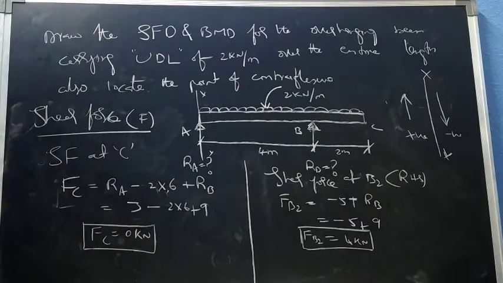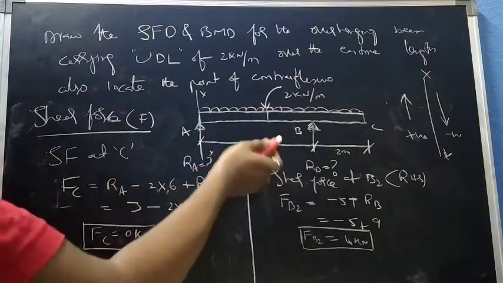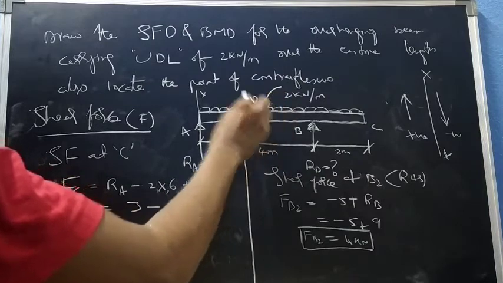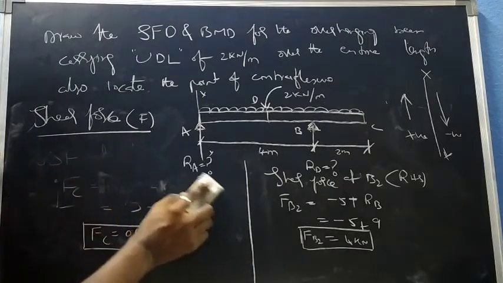Fine. So what else is left? We need to find the shear force at the maximum bending moment point, that is D. Shear force at D. We don't know the distance, so first we'll try to find the distance.